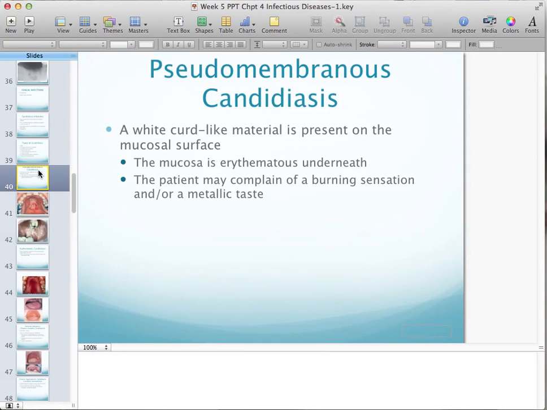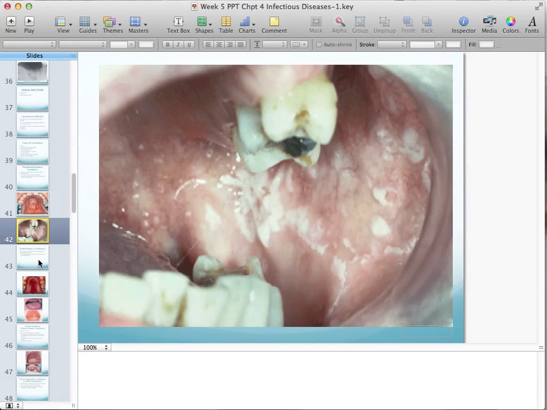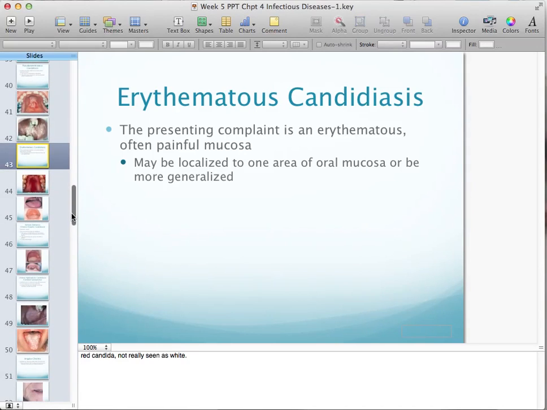So, pseudomembranous Candida. This is a white curd-like material on the mucosal surface. This is the one that if you wipe off, you see redness underneath. The patient may complain of burning or a metallic taste. So, pseudomembranous: just think it's the one that when you wipe off, there's redness underneath. That's what it looks like in the mouth. Little white curds, cottage cheese looking, and that's what it looks like on the mucosa. That's pseudomembranous candidiasis.